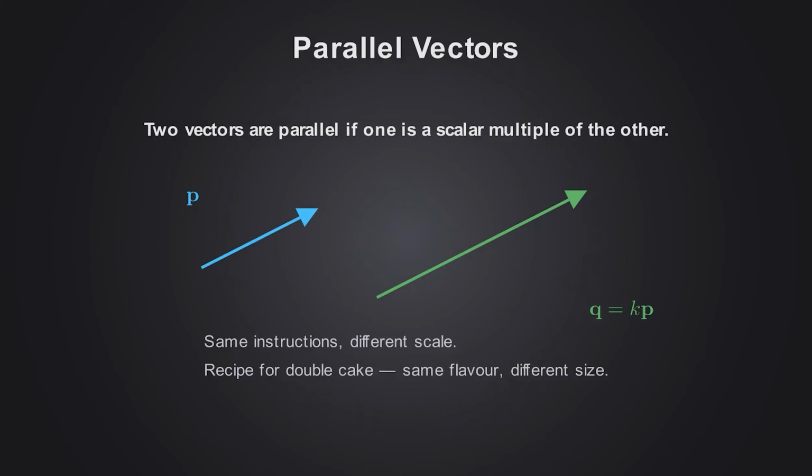It's like having a recipe for a cake and then a recipe for a double cake. Okay, a cake that's 2 times bigger. Same flavor but just a different size. So when an exam question asks, show that these 2 vectors are parallel, what you're actually showing is that one is a number times the other. So find the multiplier and then sort it. I'll take a second to take all that in because 10.4 is where it all comes together.